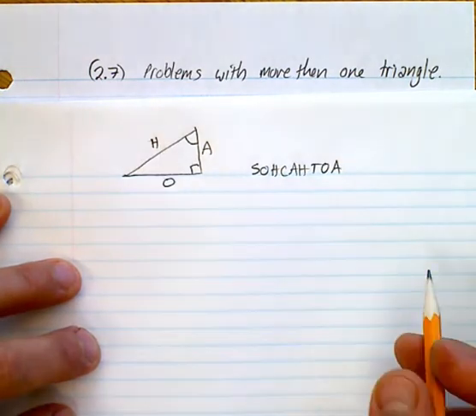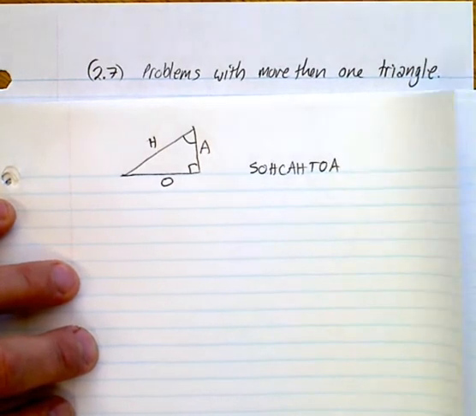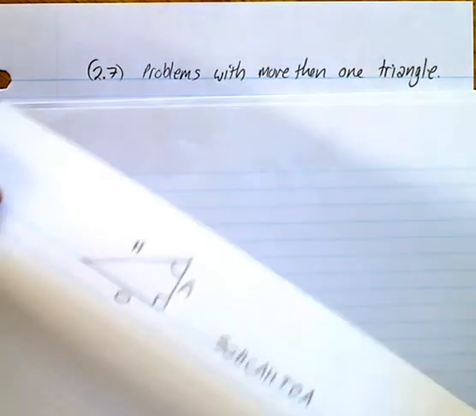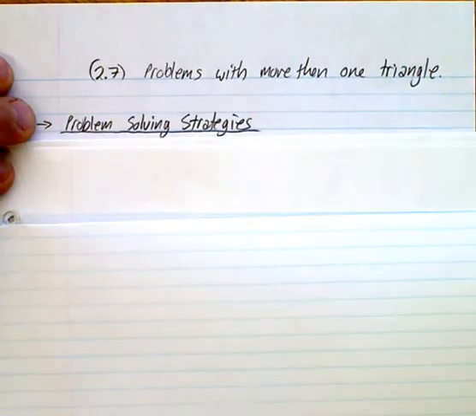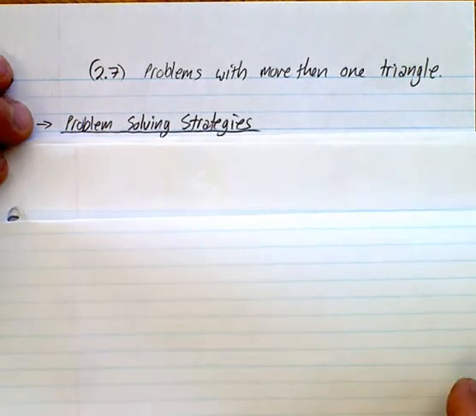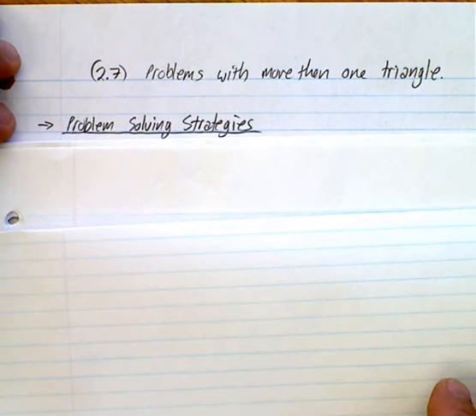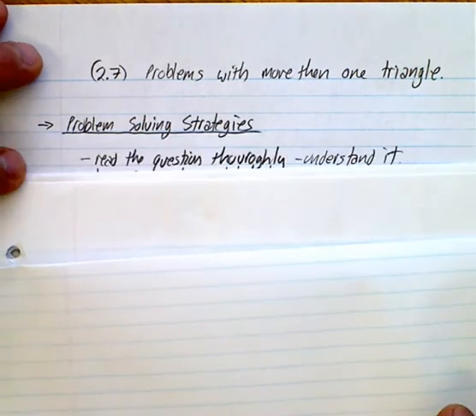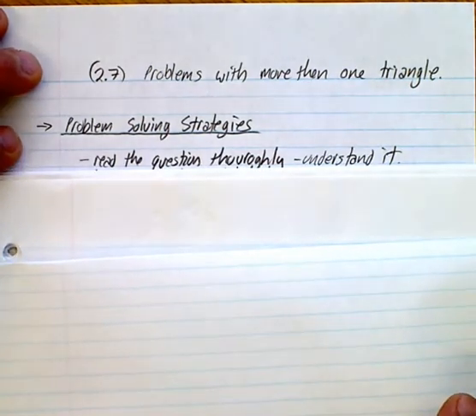Now, since we're going to be solving problems, we need some strategies for solving problems. So we're going to start off by looking at some problem solving strategies. Now, many of you have issues understanding what the words mean or what the sentences are trying to say. So what you first of all have to do is read the question thoroughly, okay? You have to read it until you understand it.